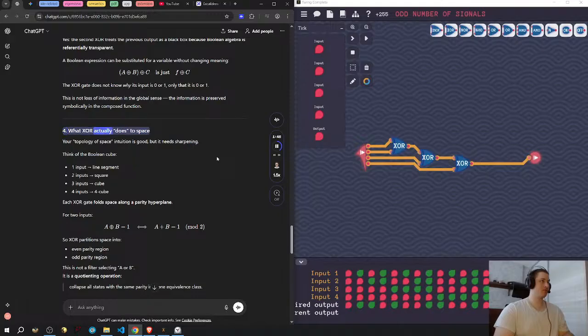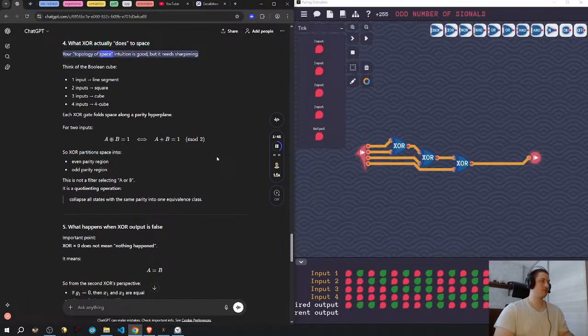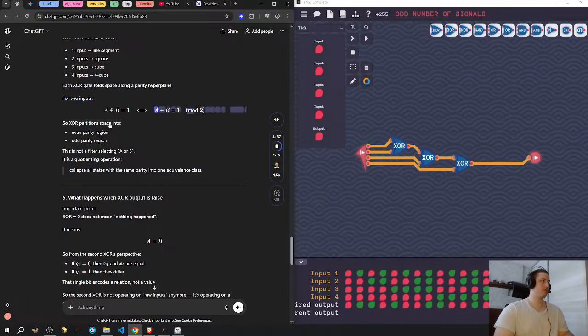4. What XOR actually does to space. Your topology of space intuition is good, but it needs sharpening. Think of the Boolean cube. 1 input, line segment. 2 inputs, square. 3 inputs, cube. 4 inputs, 4-cube. Each XOR gate folds space along a parity hyperplane. For 2 inputs A, B, XOR partitions space into even parity region.